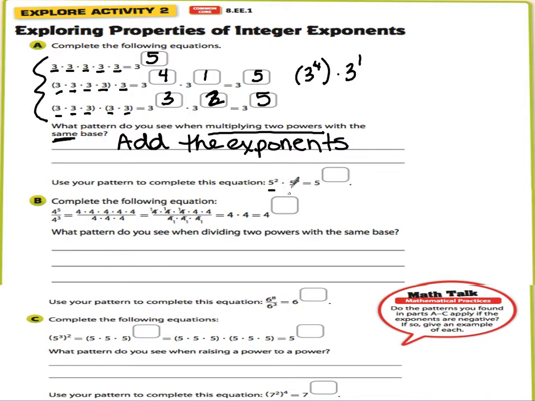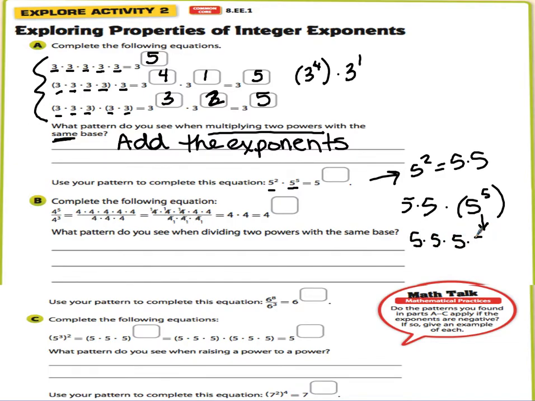I have 5 squared times 5 to the 5th. If you extend this out, 5 squared means 5 times 5. So that would be 5 times 5 times 5 to the 5th, which if you extend this out, would be 5 times 5 times 5 times 5 times 5. So I have 1, 2, 3, 4, 5, 6, 7. So this would be 5 to the 7th. And when I do 2 plus 5, I get 7.